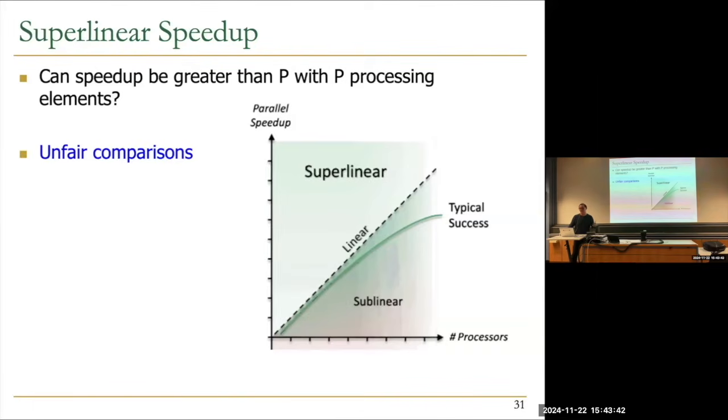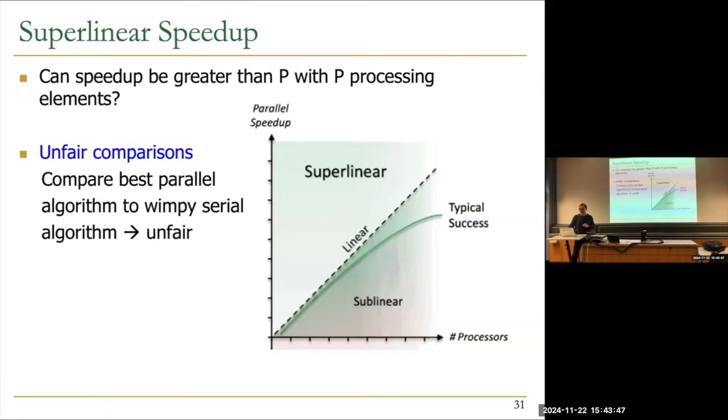I think superlinear speed up is not possible unless you're doing something wrong, like unfair comparisons, like comparing the best parallel algorithm to a wimpy serial algorithm. This is unfair. And we've seen companies do this also in the past. I will not name them here, to sell their products. It's amazing the lengths to which companies will go to sell their products. This is probably not as bad. Okay, anyway. But then there is actually a real case where you can get superlinear speed up. Anybody think of that? Yes.